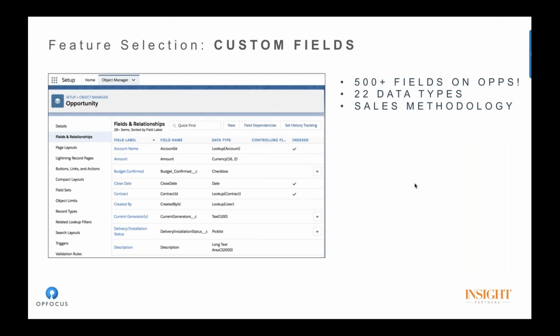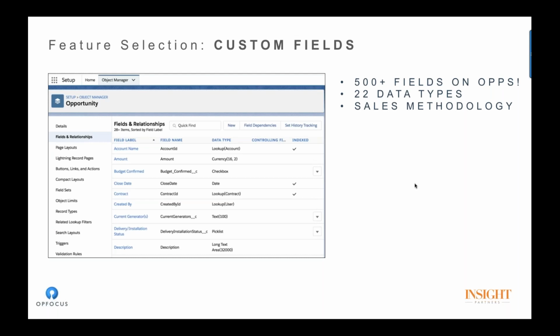For those of you with the Enterprise Edition, you can have 500 custom fields on opportunities. There are 22 data types available. My suggestion would be to think through your sales process stages and then determine if any additional fields that don't come out of the box are required. We might want to have a budget confirmation field, an acknowledgement from the customer or the prospect that they have budget. We might also have another field where we've established the timeline. So those are two examples.